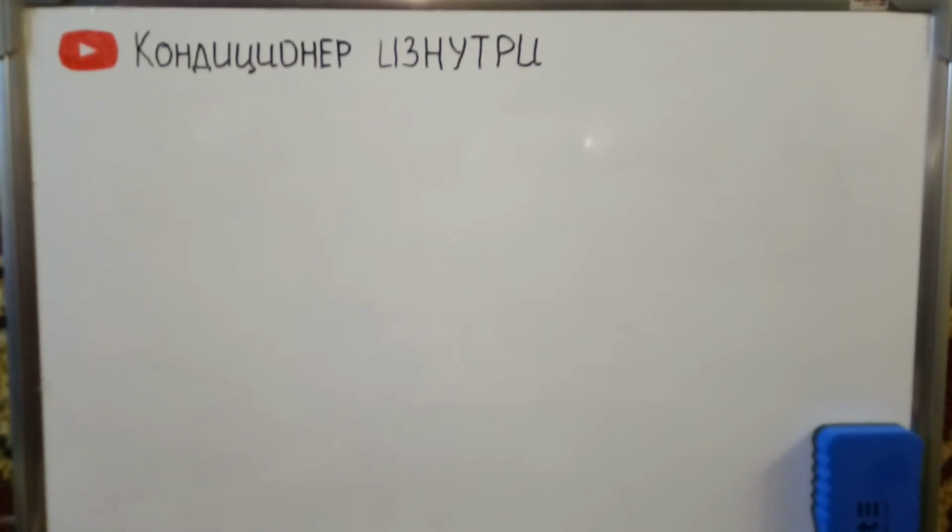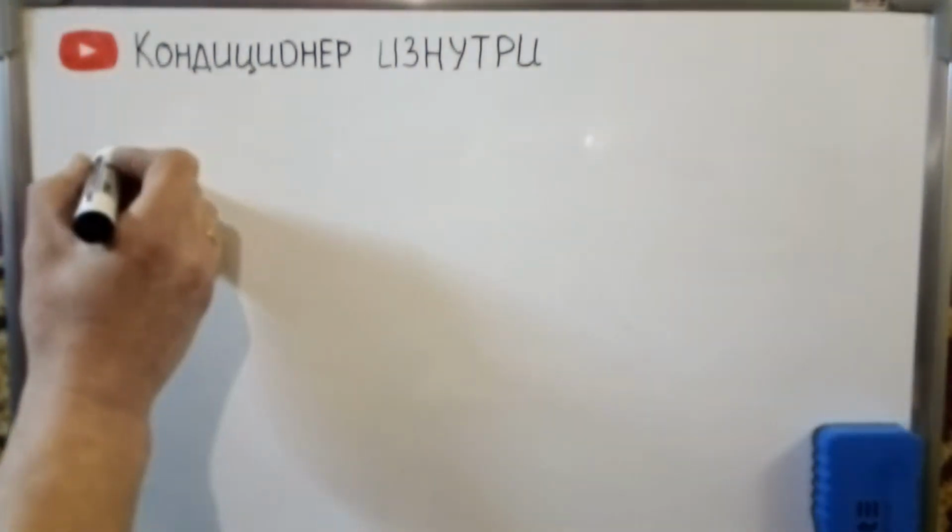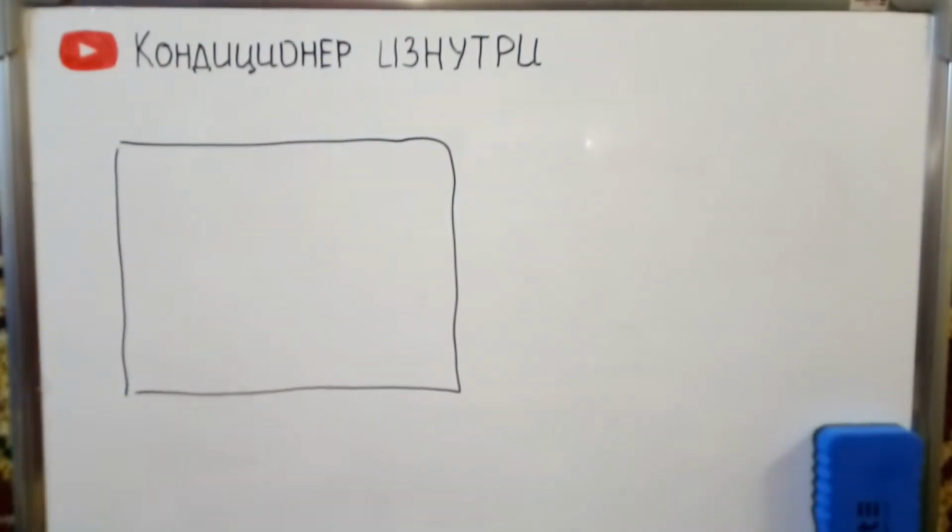Dear friends, judging by the comments in the previous video, not everyone fully understands how the air conditioner works. How does it transfer heat? Let's try to figure it out. To begin with, let's consider what elements the air conditioner, the outdoor unit and the indoor unit, consists of.